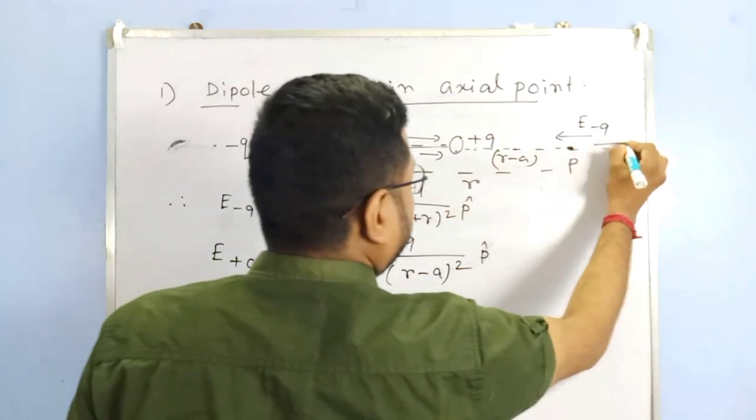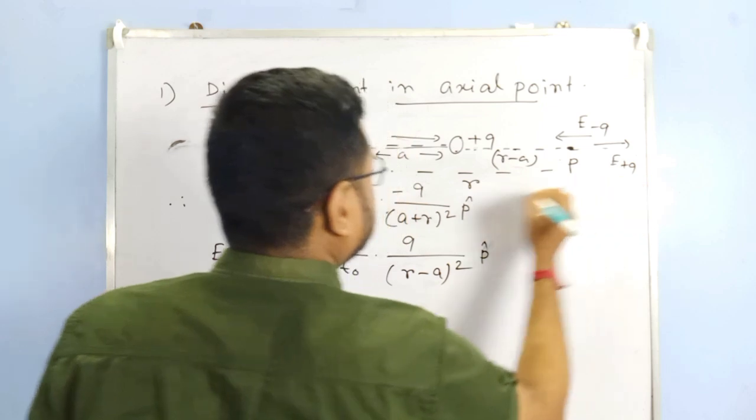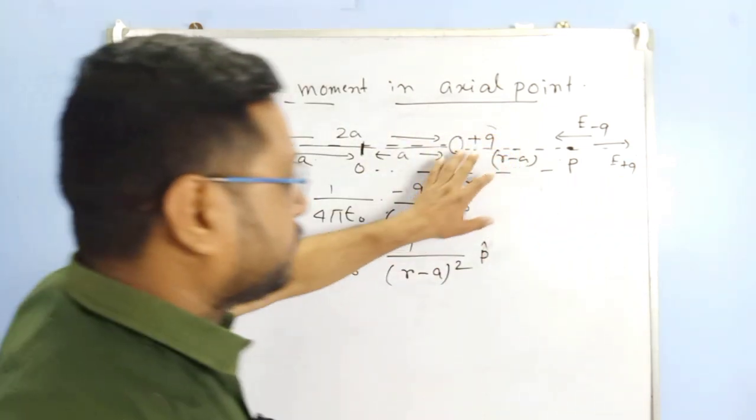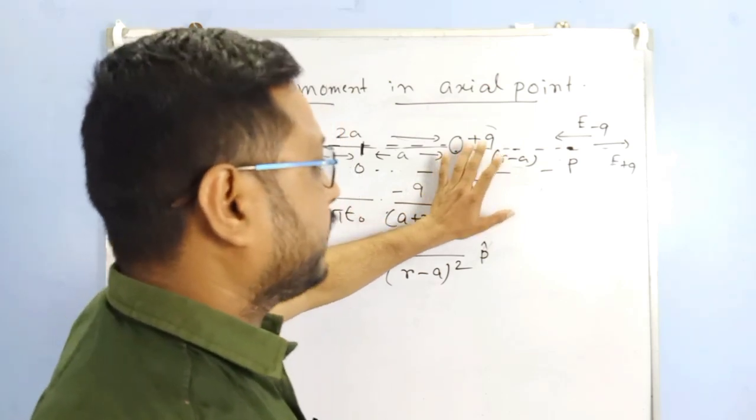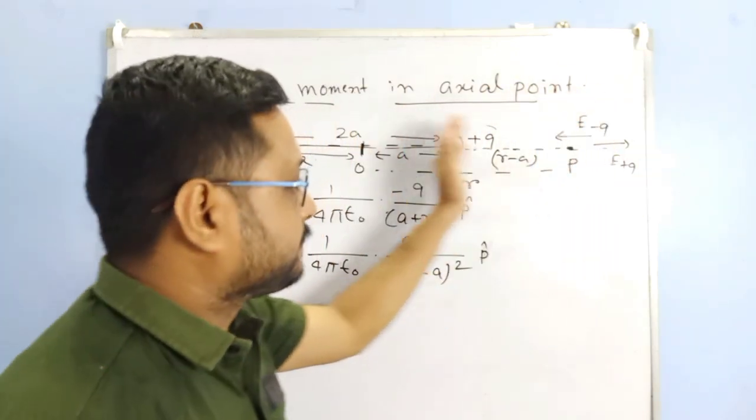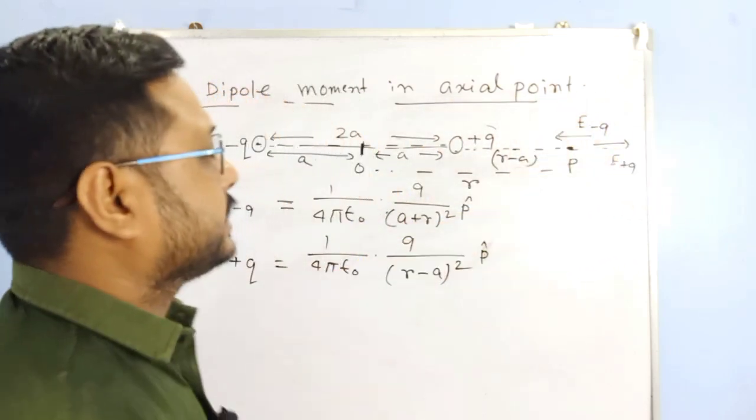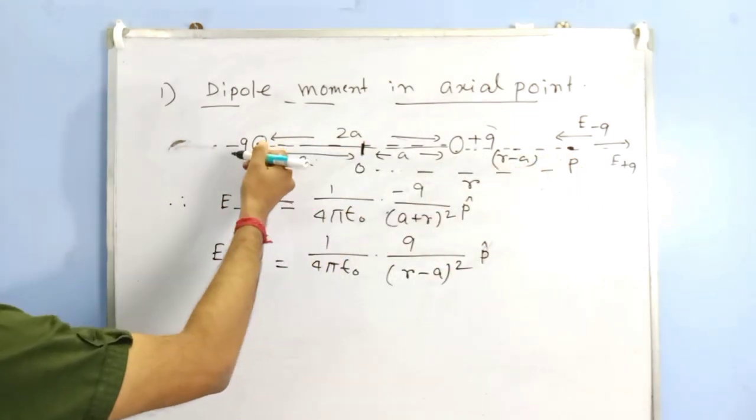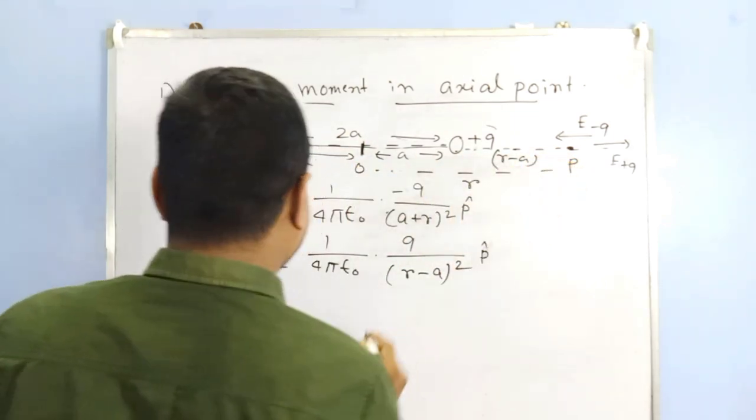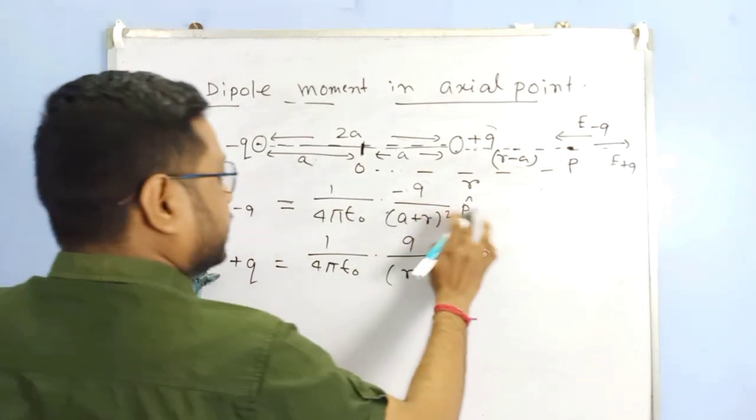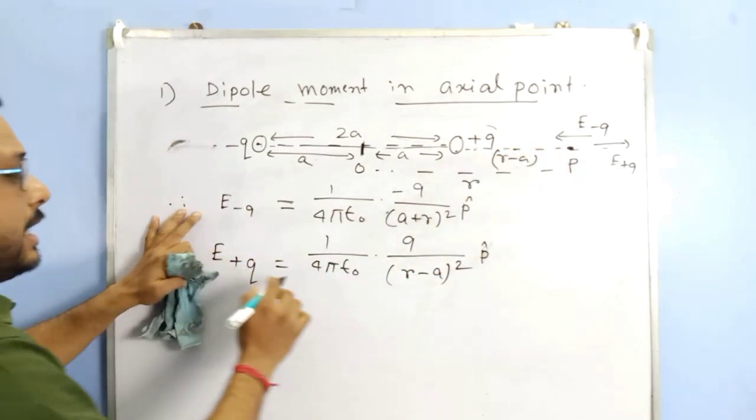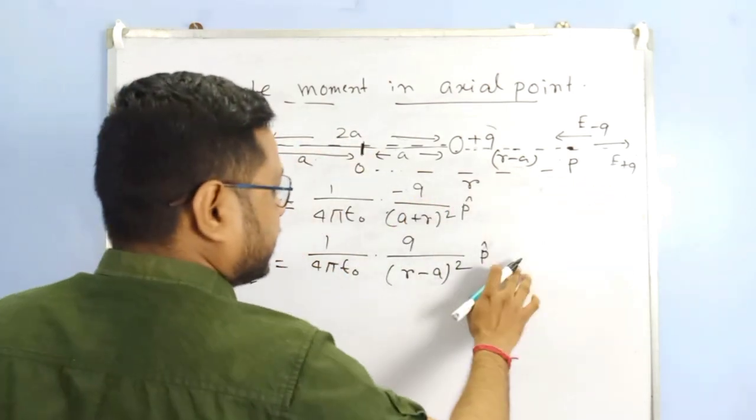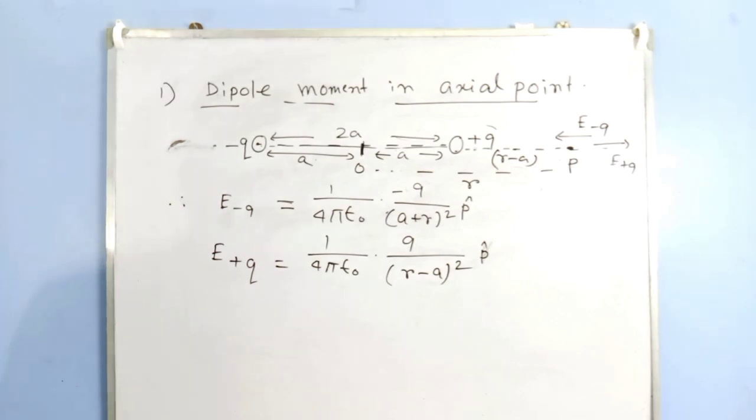The directions of E minus Q and E plus Q: the electric field due to a positive charge always goes away from it, and the electric field due to a negative charge acts towards the negative charge. So the electric field E of minus Q is along the left side, and the electric field due to the positive charge is along the right side. So the directions are opposite to each other.